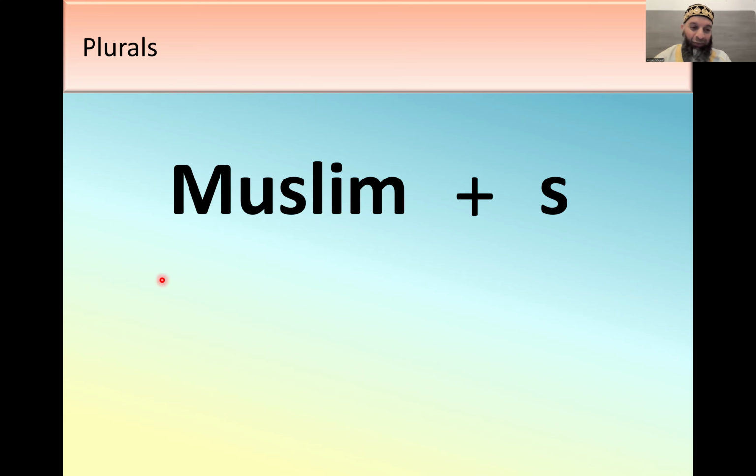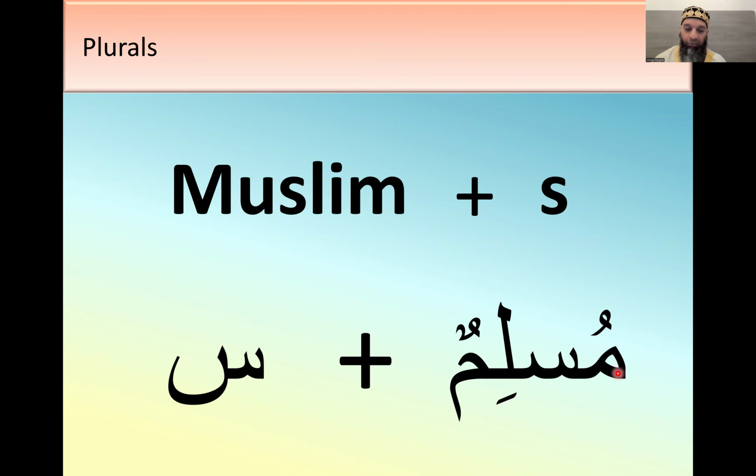So I don't know if this one's in the book, but in English, you get the word Muslim and you put an S on it and it becomes Muslims. It becomes plural. So if you get a Muslim in Arabic and you put a sin on the end, is it going to become Muslims? Is it going to become plural? What do you reckon? You've done it before. We're getting a lot of no's and maybes and some yeses. The answer is on the next slide.